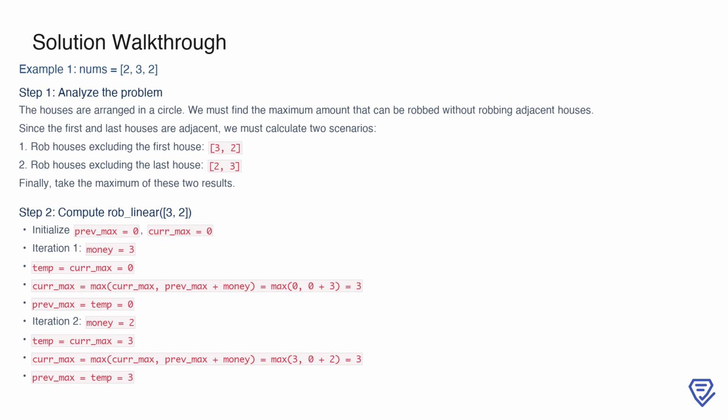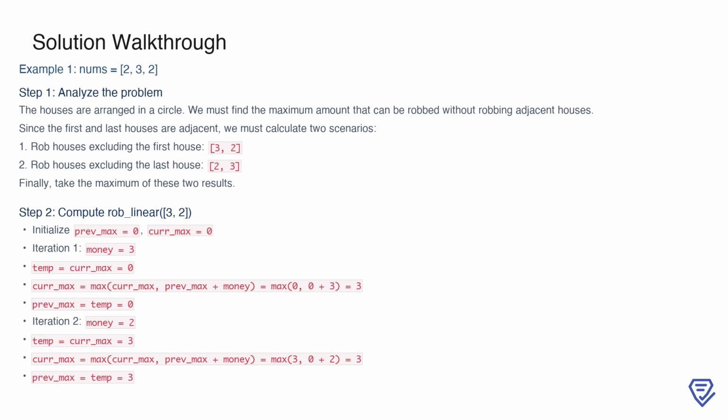Now, for the first scenario with 3, 2, we use the helper function rob_linear. Initially, both prev_max and cur_max are set to 0. At the first step, we encounter the house with 3. The current maximum becomes the higher of the previous maximum or the sum of the previous maximum plus the current house value, which is max(0, 0 plus 3), resulting in 3. We then update prev_max to the previous value of cur_max, which remains 0.